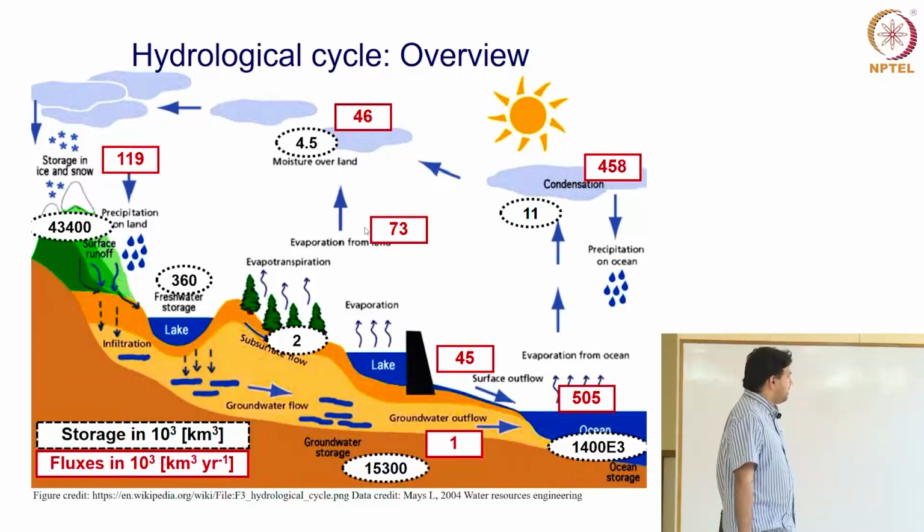Look at these numbers and just soak it in. See what the storages are, see what the fluxes are, and in relation to your 1 cubic kilometer of water, which is about 400 meters of water all over IIT campus, get a feel for these numbers. It's very hard to think about 500 cubic kilometers per year being evaporated from the ocean. It's a really large number, annually, every year.